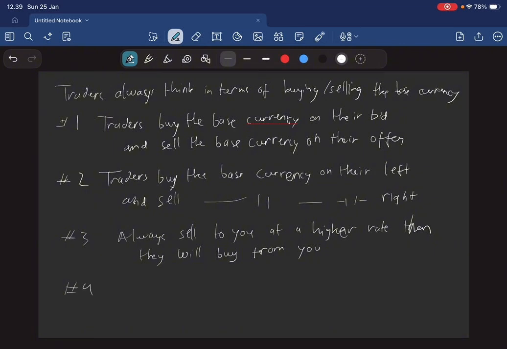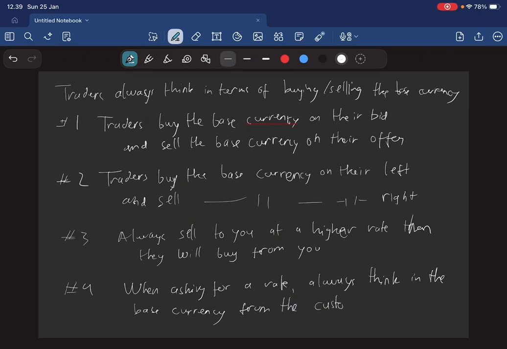Fourth, when asking for a rate, always think in the base currency from the customer's perspective.